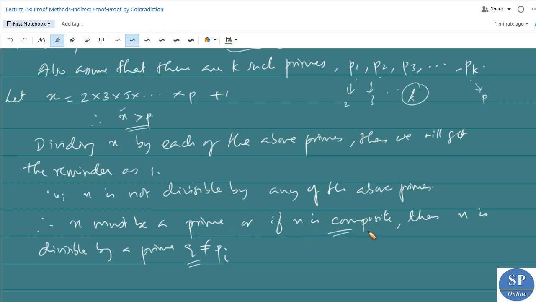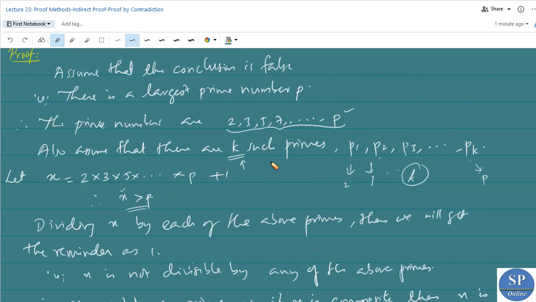And if x is not a prime, then it is a composite. Then x is divisible by another prime q, which is not equal to pi, which is not equal to 2, not equal to 3, etc., not equal to p. So then also we will get more than k primes. So in both the cases we will get more than k primes, but this is a contradiction to the assumption that there are only k such primes. So our assumption that there is a largest prime number p is wrong.